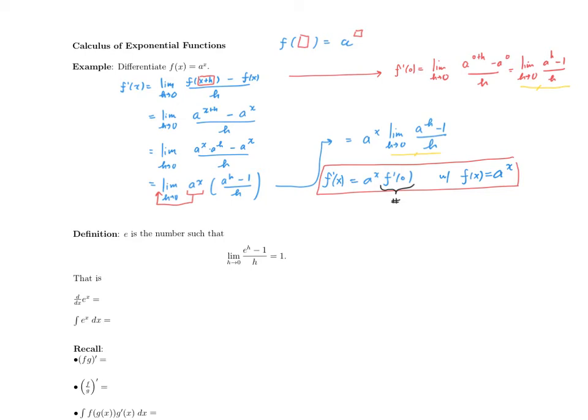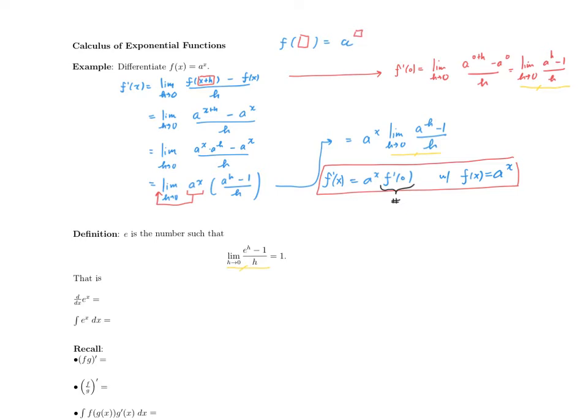There is a very specific case in which this formula is extremely convenient. It turns out that the number e we introduced in our previous video can be defined in the following way. It is defined to be the single number where the limit as h approaches 0 of e to the h minus 1 over h is equal to 1. And note, this is precisely the quantity we encountered in our previous computations.